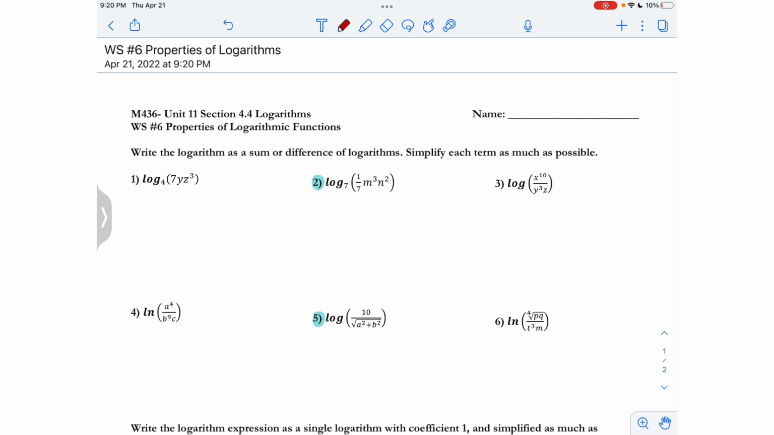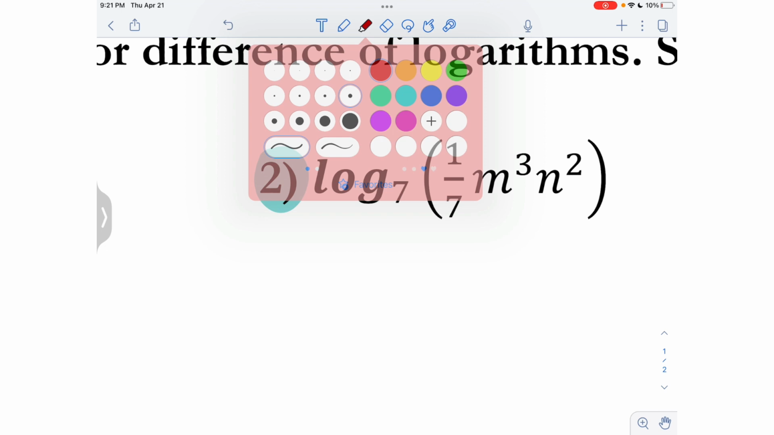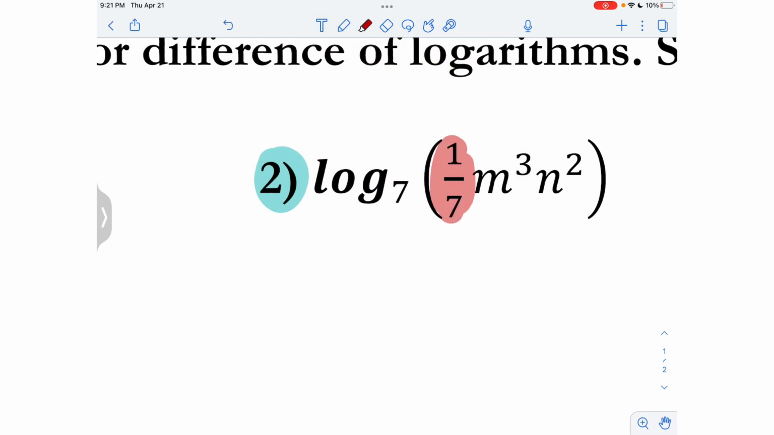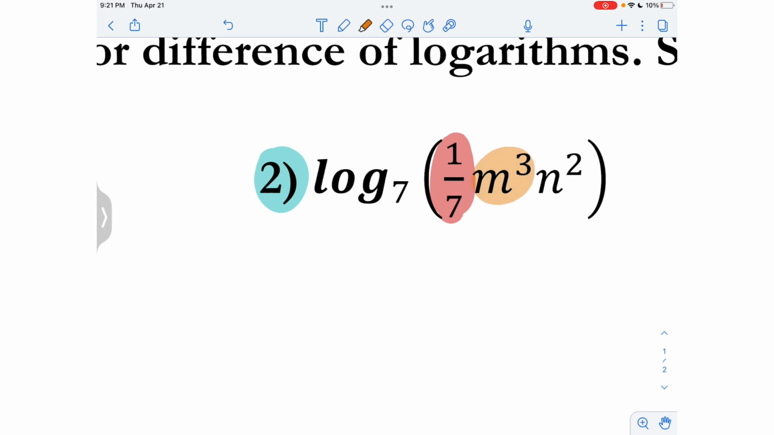So we need to write each logarithm as the sum or difference of logarithms, in other words, expand. What we want to do is first identify how many parts there are. There are 3 parts: 1/7, m to the third, and n to the second. That means I'm going to split this up into 3 separate logs, all with the base 7.